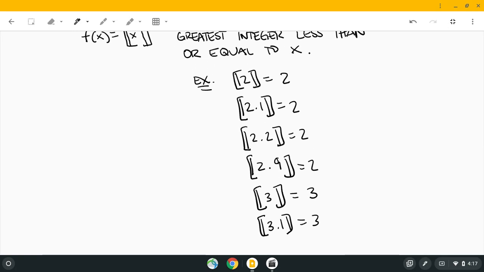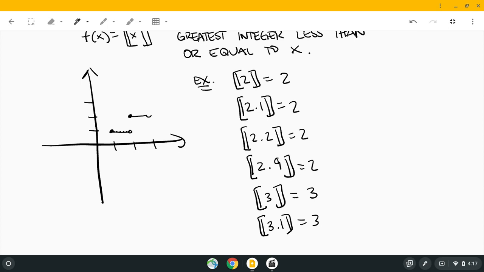And so when you graph this, we already know there's 1, there's 2, there's 3. If it's 1, it'll be 1, right? And then 1.1, 1.2, 1.3, 1.4, 1.5, they're all 1. So anything in here is going to be 1. And then when we get to 2, it jumps to 2. So right here, it'll be open at 2, and then 2 up here, and it'll be 2 until we get to 3, because it'll be open there, and it'll jump to 3, and it'll be like that all the way up to 4.